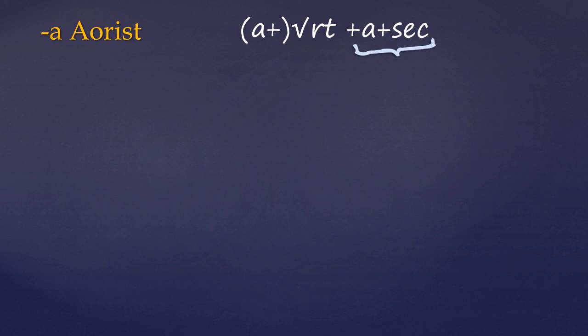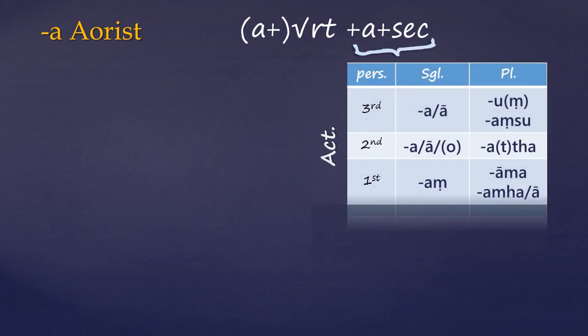Next, the a-aorist is formed by inserting a letter A between the root and the secondary personal endings, and this form generally takes the augment, but occasionally it is missing. The combination of the A infix with the secondary ending produces the following table.